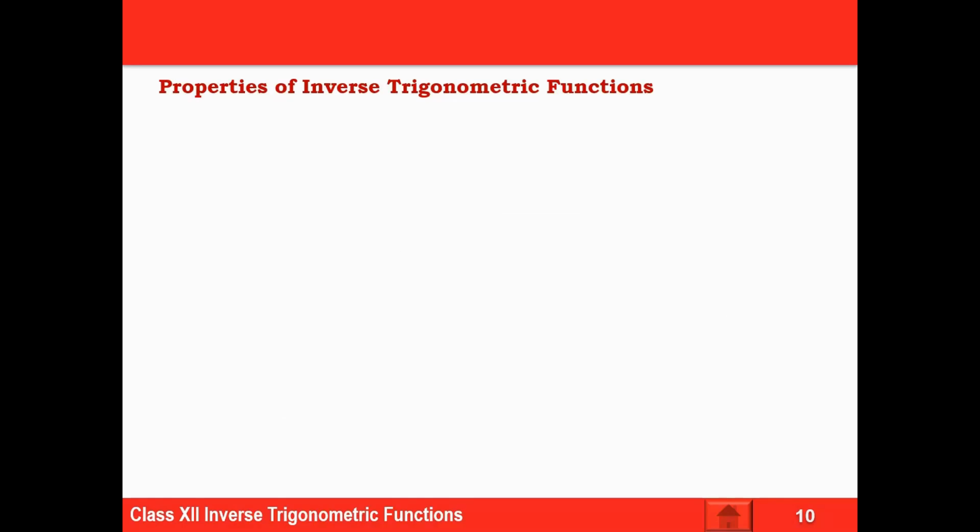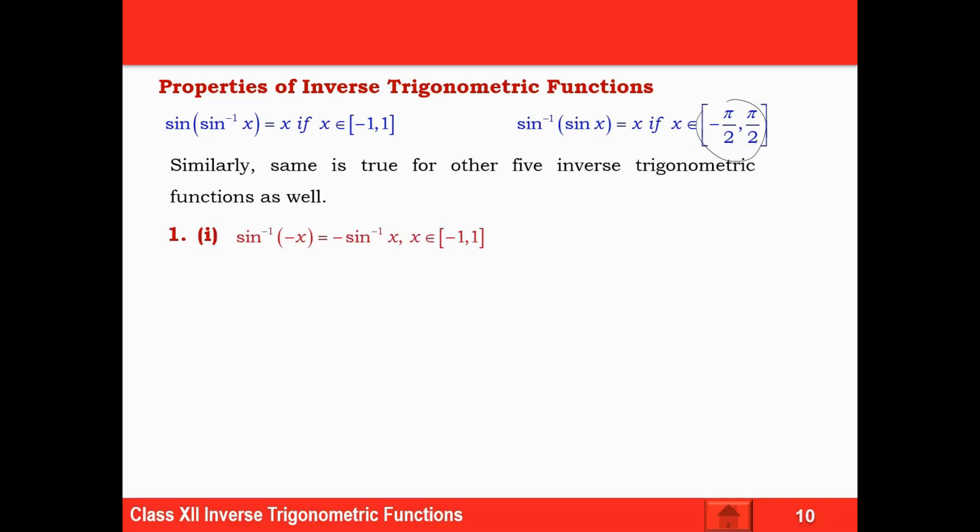Now there are some properties of inverse trigonometric functions. First is sine of sine inverse x is x if x belongs to minus 1 to 1. So sine of sine inverse x, this is known as composition, is x if x belongs to minus 1 to 1, and similarly the reverse of this, sine inverse of sine x, is x if x belongs to this interval. And this is true for all other trigonometric functions according to their respective domains. While solving the problem, you should keep these things in your mind.